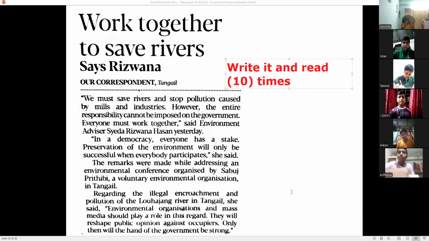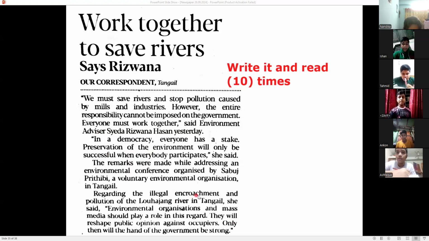Work together to save rivers, says Rizwana, our correspondent, Tangail. We must save rivers and stop pollution caused by mills and industries. However, the entire responsibility cannot be imposed on the government. Everyone must work together, said Environment Advisor Syeda Rizwana Hassan yesterday. In a democracy, everyone has a stake. Preservation of the environment will only be successful when everybody participates, she said. Her remarks were made while addressing an environmental conference organized by Shobuj Prithibi, a voluntary environmental organization in Tangail.